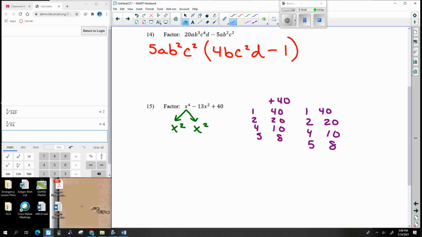Because it's a positive 40, they're both positive or both negative. Adding to a negative 13, negative 13 right there.